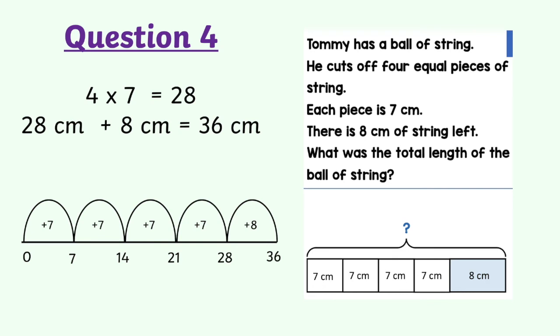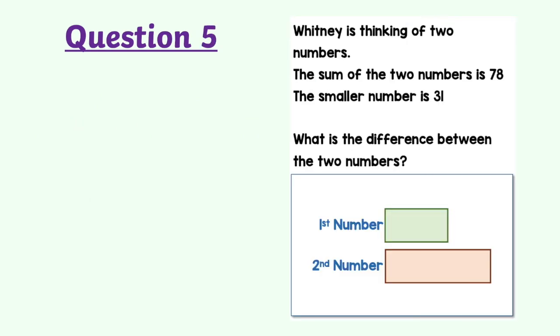Okay, final question of the day. Again, another really, really tricky one. Whitney is thinking of 2 numbers. The sum of the 2 numbers is 78. The smaller number is 31. What is the difference between the 2 numbers?